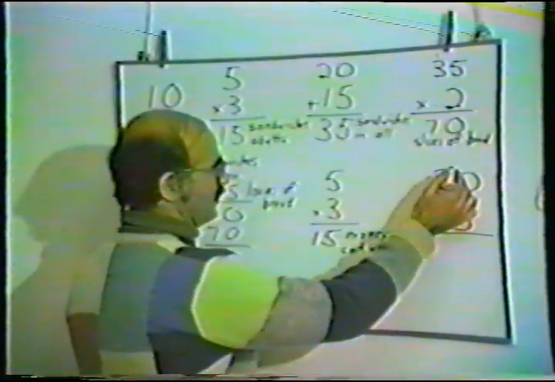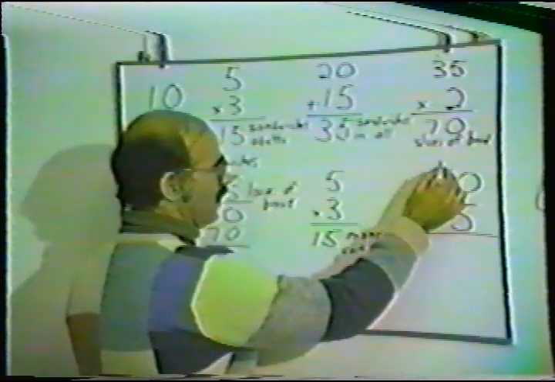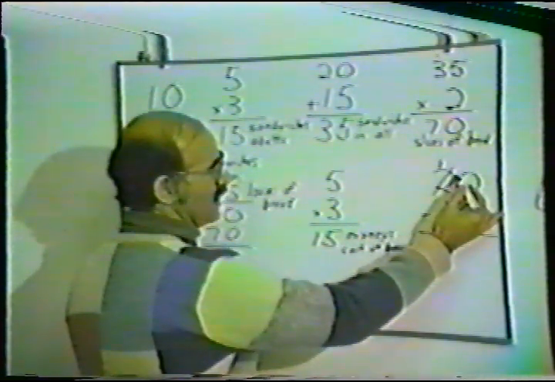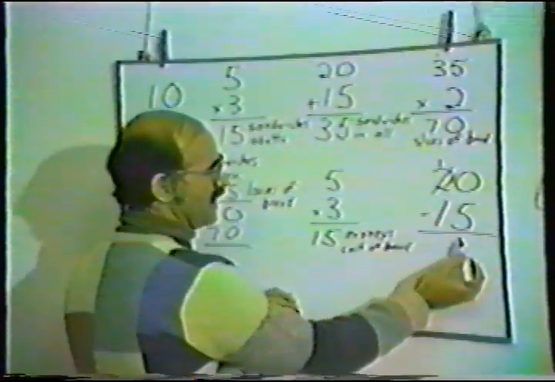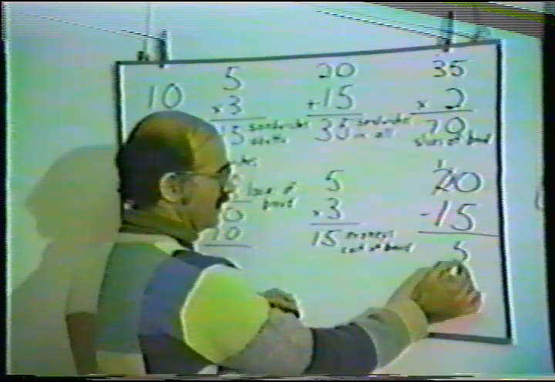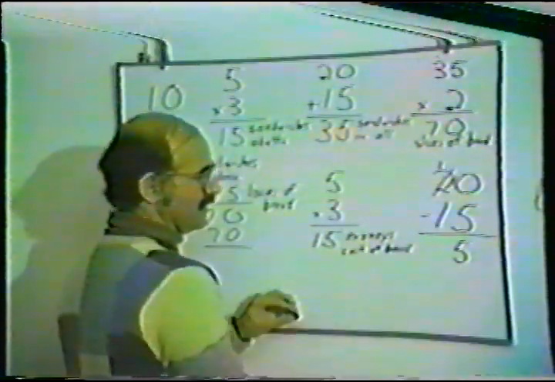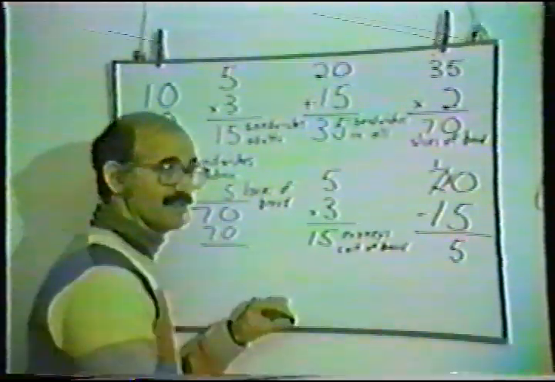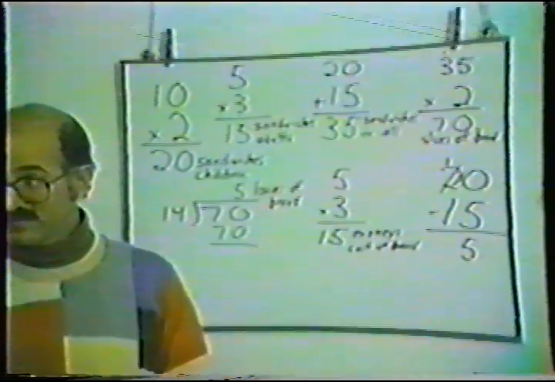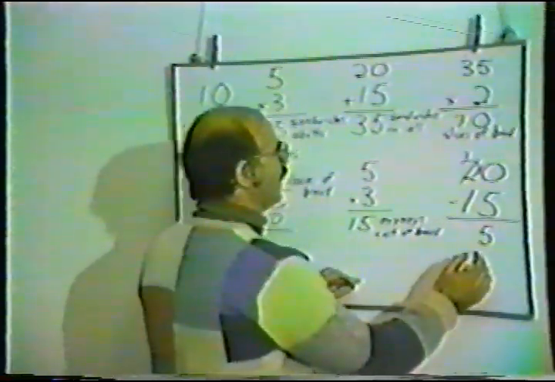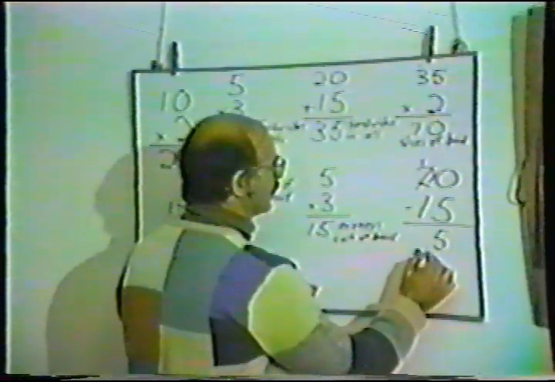Can't do. The 2 becomes a 1. The 0 becomes a 10. 10 take away 5 is? 5. 1 take away 1 is? 0. The answer is 5. 5 what? Money. 5 monies.